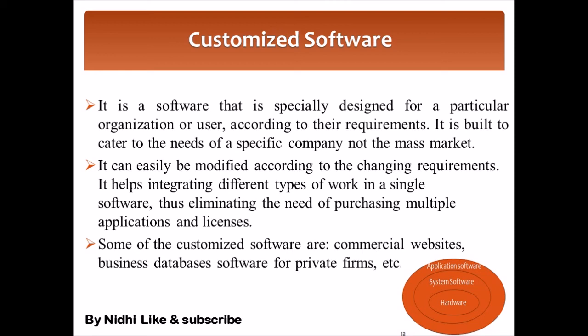Okay, some of the customized software examples are commercial websites. So websites, individuals want different types of websites, so they come under the category of customized software, or business databases. So organizations are using their own softwares for doing their work. So this customized software can easily be modified according to the changing requirement, and it helps in integrating different types of work in a single software. So it eliminates the need of purchasing different types of applications or licenses. So this customized software means according to the requirement of the customers. Okay, so that is about customized software.